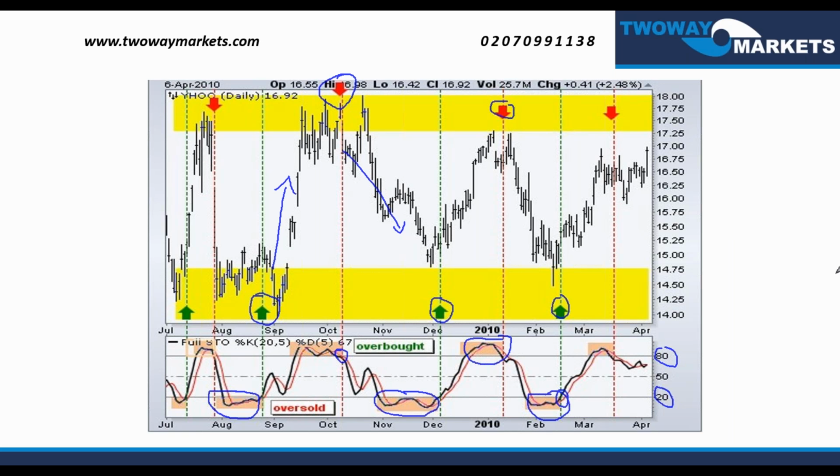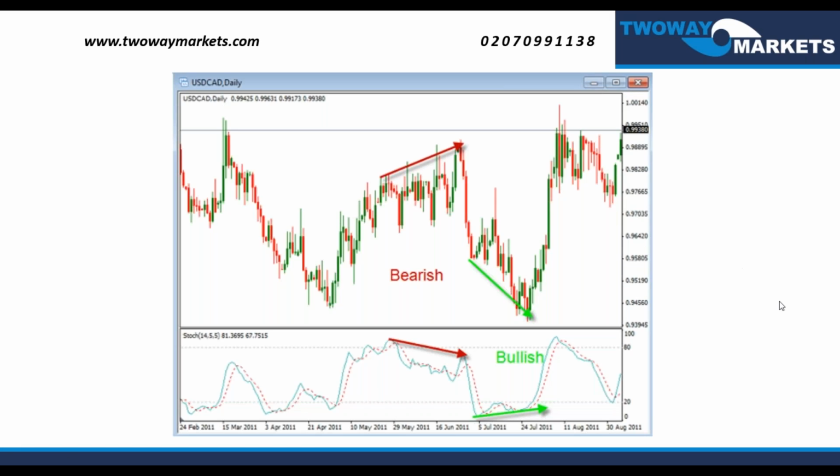Now, perhaps the alternative method, one which I know certainly Gerpel quite likes, is the divergence. So let me remove my annotations here. And if we head on to the next slide. So the key thing about this is that if the market is trading in the opposite direction to the indicator, then a reversal may be due.